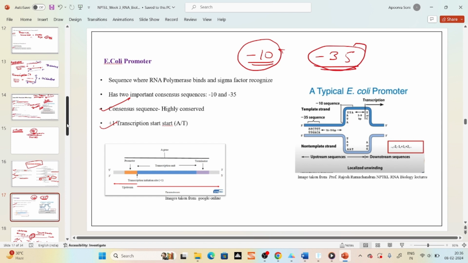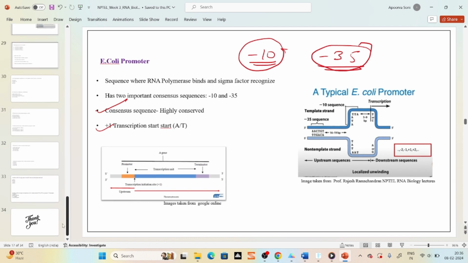Just a minute. There is some technical glitch, it seems.